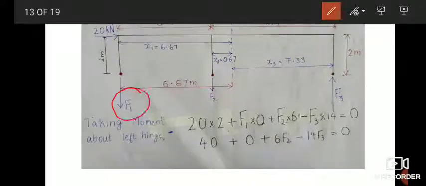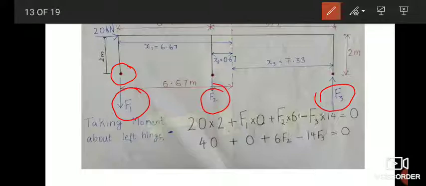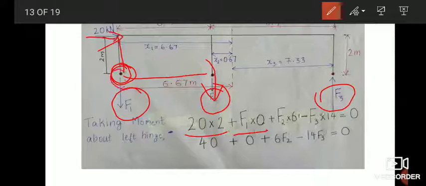So we have marked f1 tensile, f2 tensile and f3 compressive. So we have to take moment about this hinge, the left hinge, which I have circled. When you take the moment about this, there is a 20 kilonewton force acting, so it is clockwise. 20 into the distance, which is 2 meters, so 20 into 2 plus f1 into 0, since f1 is acting downward through that same point itself. Then f2 into 6. f2 is also acting downward, so that is also clockwise when you consider this point.